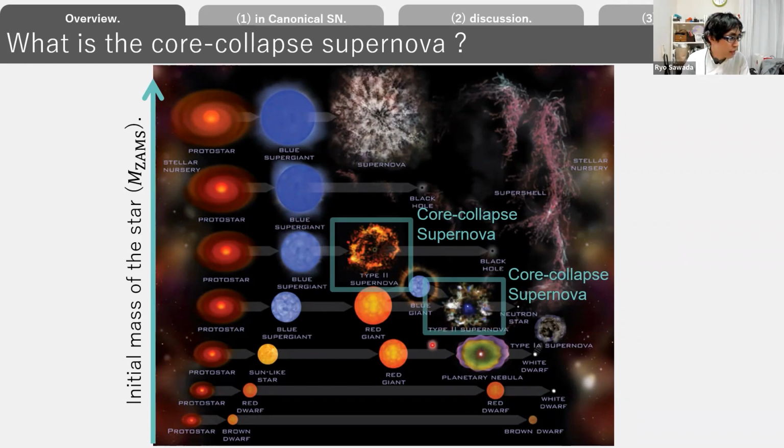Actually, there is another type of supernova. For example, one occurs when a slightly lighter star undergoes binary evolution, the type Ia supernova, and a more massive star of more than 100 solar masses also causes another type of supernova explosion. But in this talk, my interest is the core collapse supernova explosion, and I will refer to the core collapse supernova explosion as a supernova.